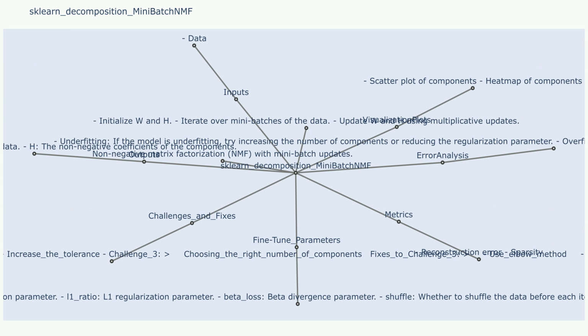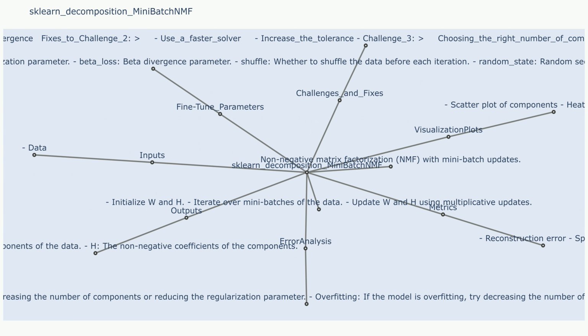reconstructed data matrix. Steps. The algorithm initializes the components matrix randomly. The algorithm iteratively updates the components matrix and the coefficient matrix using a mini batch of samples at a time. The algorithm stops when the reconstruction error converges or when the maximum number of iterations is reached.